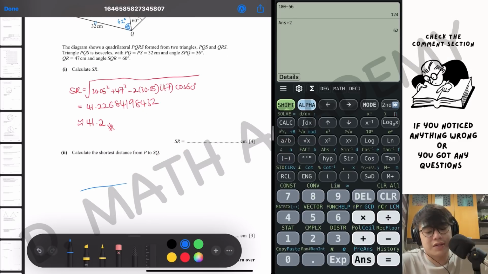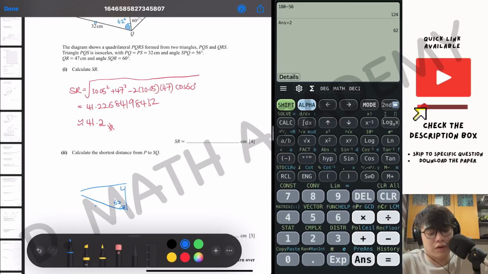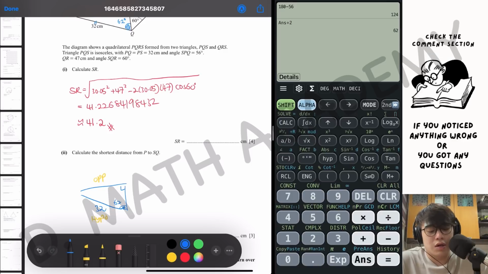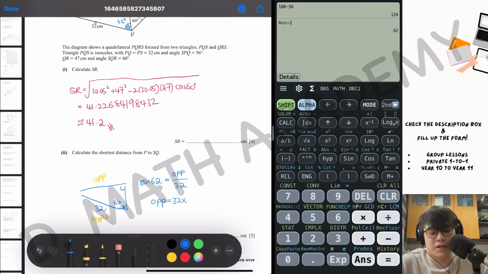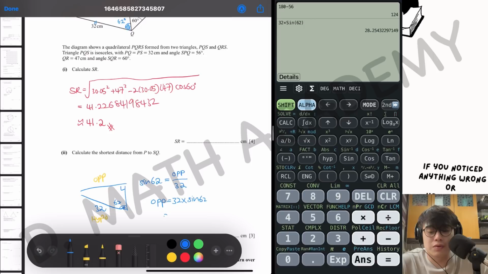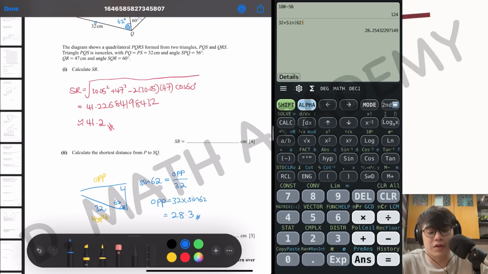Because by having this 62 at the corner, and then you have 32 here, to this angle, this is opposite, and this is hypotenuse, which means we can use sine 62. Opposite is the distance that we wanted to find, so just find your opposite by taking 32 times sine 62. Okay, so your final answer will be 28.3 after correcting it to 3 significant figures.